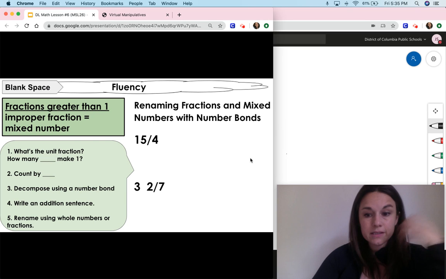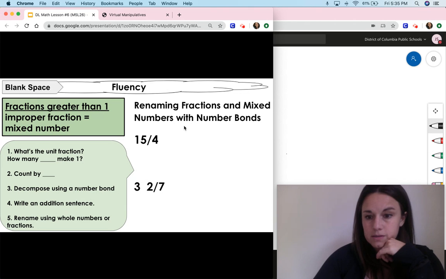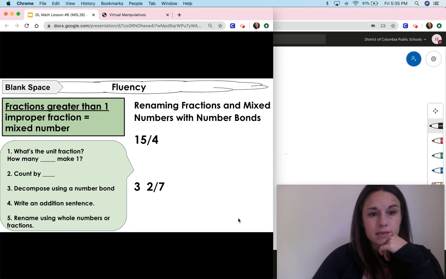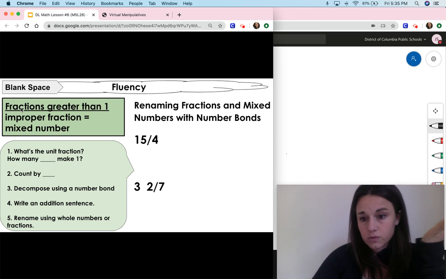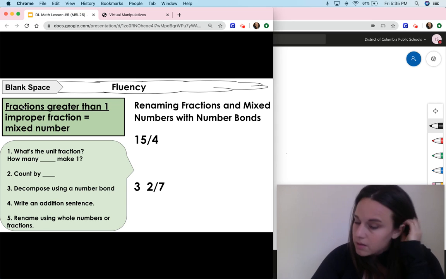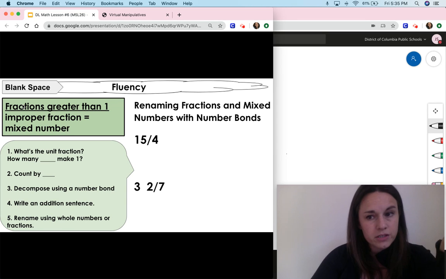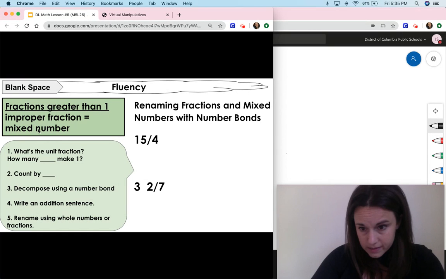Today we're going to practice what we've been practicing the last couple weeks, renaming fractions and mixed numbers with number bonds. Most of the people I've been working with love to use number bonds, so we're going to use that today. And the first thing I want to remind you is that anytime we have fractions greater than 1, and actually it's also fractions that are 1 whole too, but mostly we talk about it with fractions greater than 1. Anytime a fraction gets greater than 1, you can name it as an improper fraction or as a mixed number.